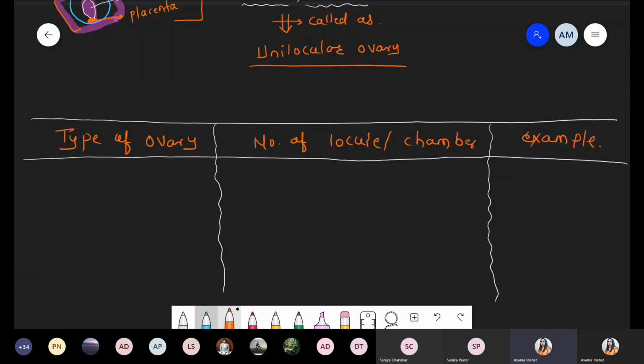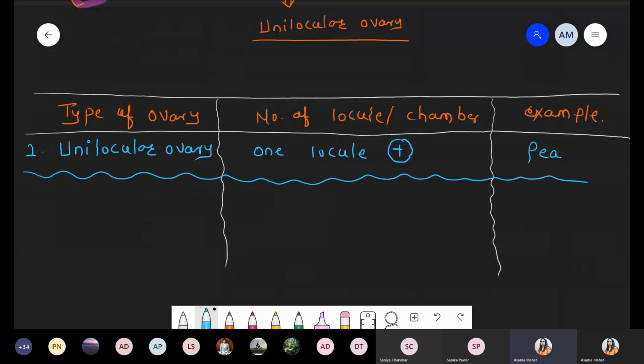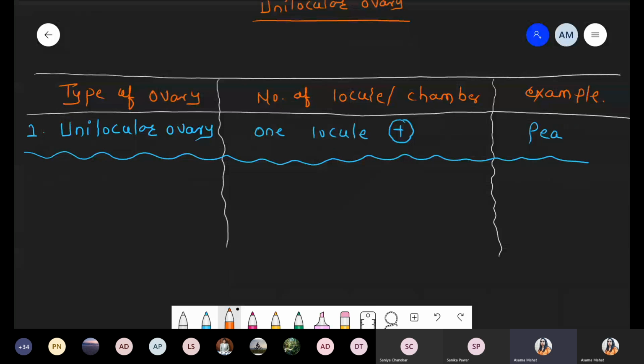Let's go one by one, starting with the first example. As we discussed, there is the presence of a unilocular ovary. What is the meaning of unilocular? Only one chamber or only one locule is present, and such a condition is very common in the case of pea plant.